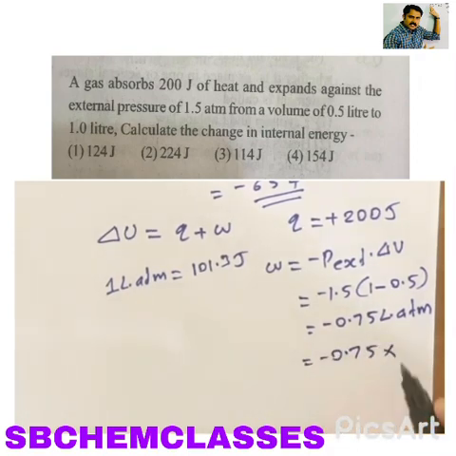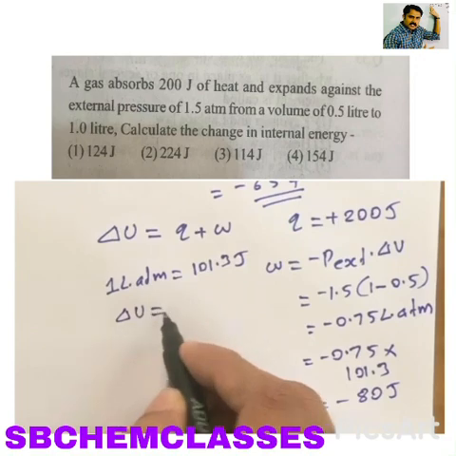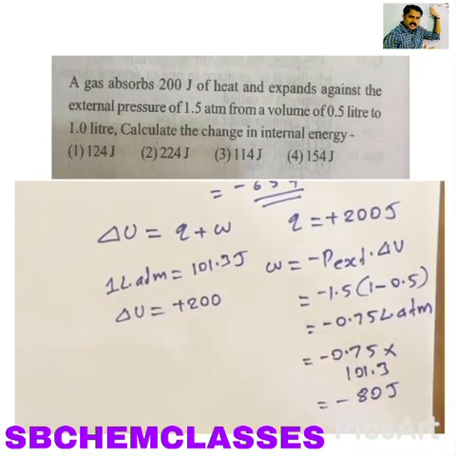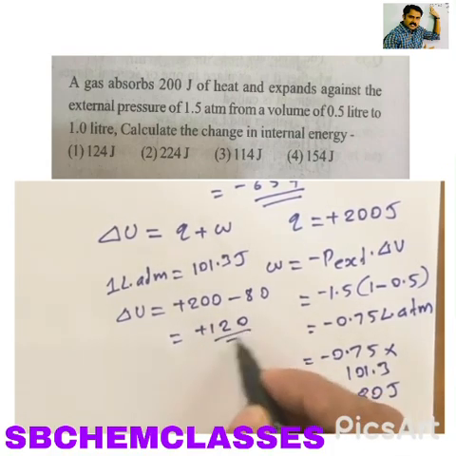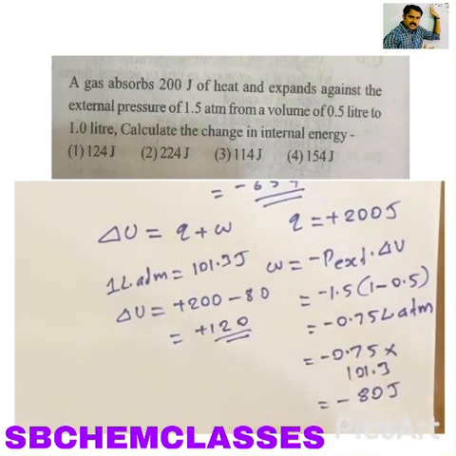Minus 0.75 into 101.3. So by multiplying this one, it will be almost 75. 0.75 into 100, that is 75. Then there is 101. The answer will be almost 80 joule. So by substituting here, delta U equal to plus 200 minus 80, that's equal to plus 120. That is answer 1. I am rounding the answer. There is a small difference. Option 1.